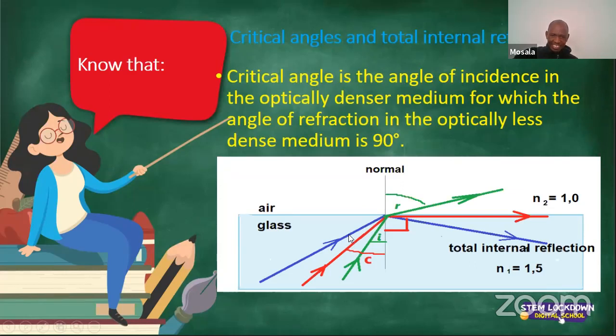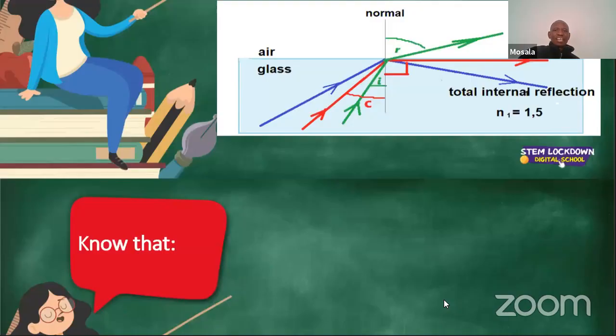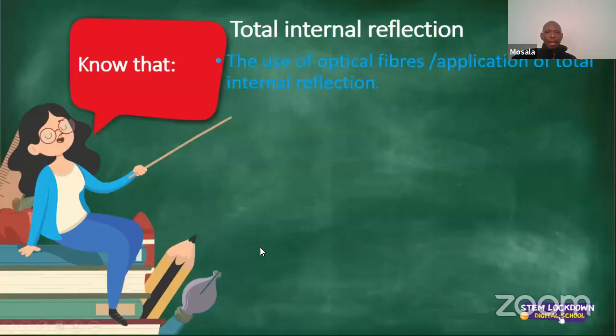Now, the second condition is that the angle of incidence must be greater than the critical angle. So this angle is greater than the critical angle, because this is the critical angle. Hence, it is reflected back into the glass. So total internal reflection occurs. There are applications of total internal reflection, mainly using optical fibers.